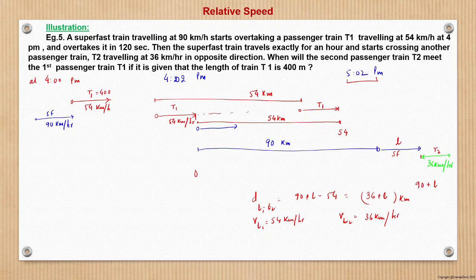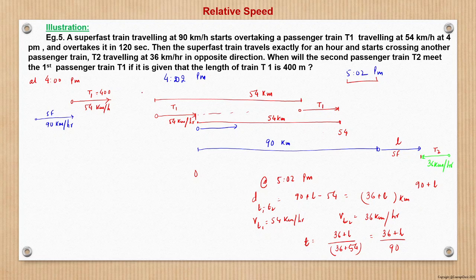So what is the time they will meet? The time taken after 5:02. So this is the position at 5:02 p.m. Time taken to meet will be nothing but 36 plus n upon the respective speed of 36 plus 54, which is 90. So 36 plus n upon 90. Now if we know the value of the length n of the super fast train, then we can find the answer to this question. So let us now find the value of n.